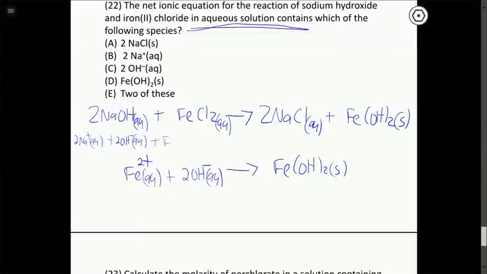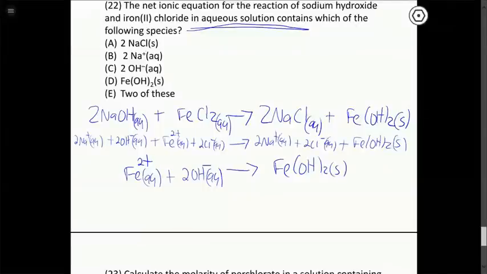FeCl2 is a soluble ionic compound, so it separates into cations and anions. And then on the product side, we have 2 Na+ still soluble, 2 Cl- still dissolved, and then finally our Fe(OH)2, which is insoluble, we don't break up because it's a precipitate.